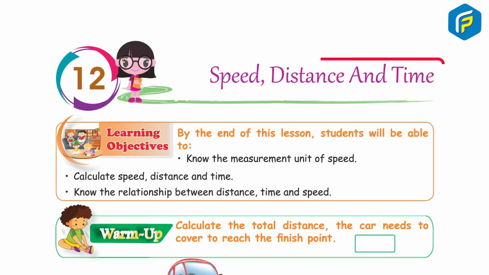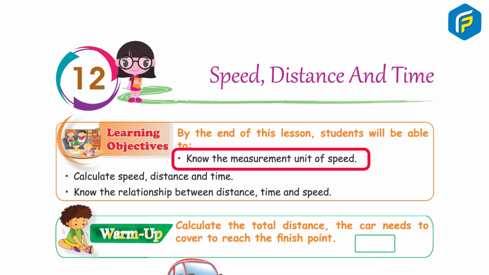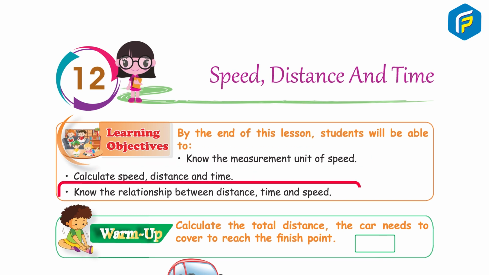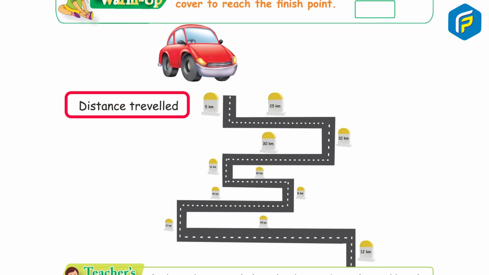Chapter 12: Speed, Distance and Time. Learning objectives. By the end of this lesson, students will be able to know the measurement unit of speed, calculate speed, distance and time, and know the relationship between distance, time and speed. Warm up: calculate the total distance the car needs to cover to reach the finish point, distance traveled.